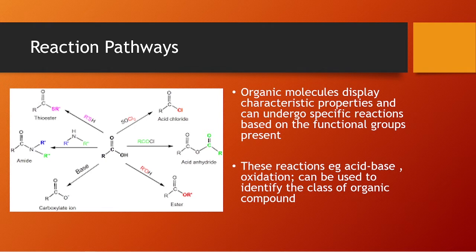All right, reaction pathways. This is a big one. This one is going to catch you out. It's a hard thing to memorize, but it is something that you need to understand. So you can clearly see the specific characteristics that enable different molecules to undergo specific reactions based on the functional groups that are present. Things like acid-base reactions and oxidations can be used to help identify what class of organic compound you have.